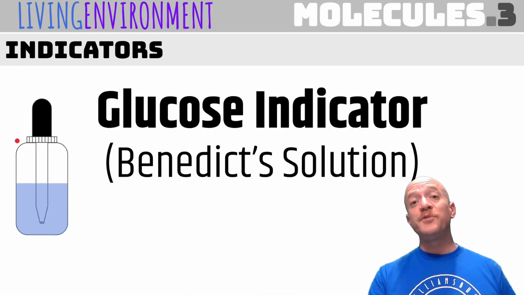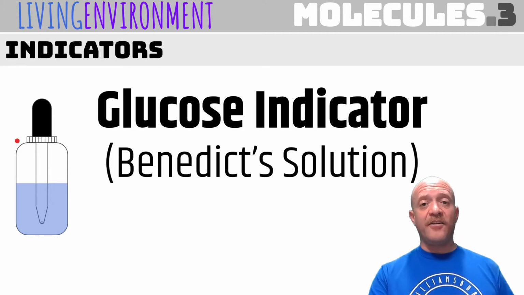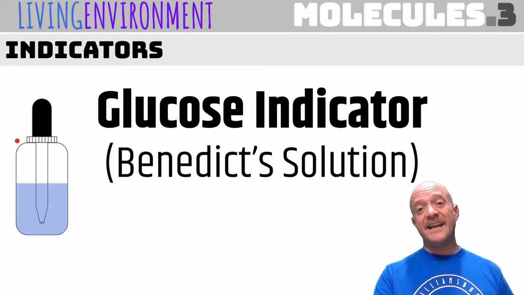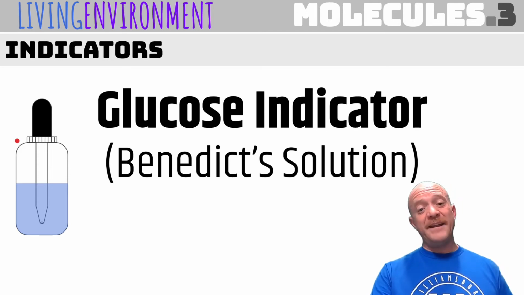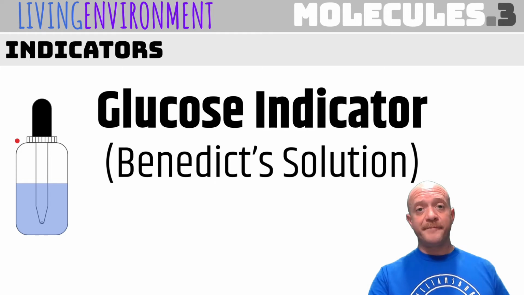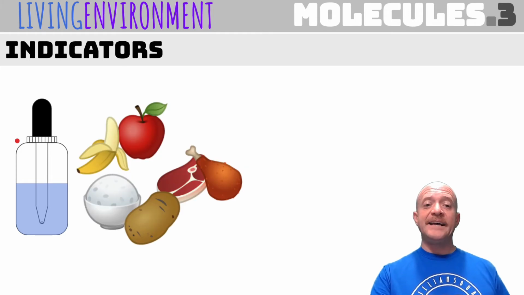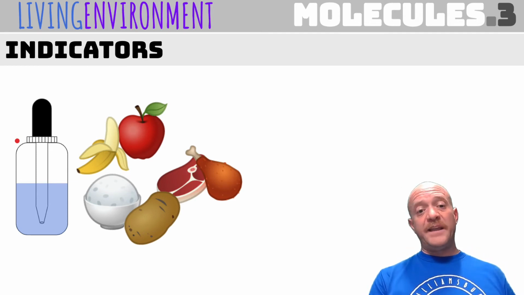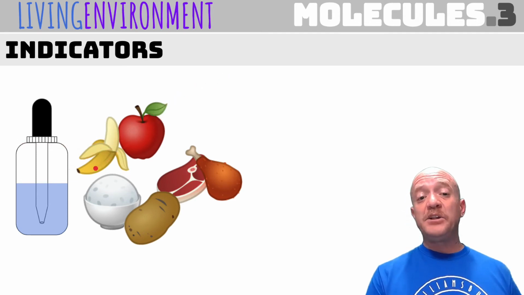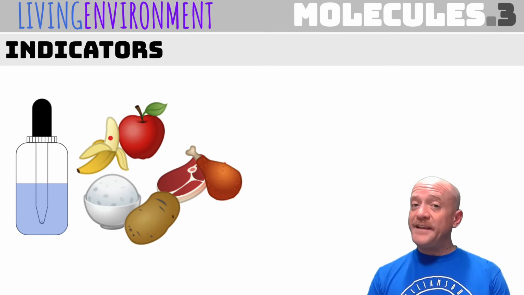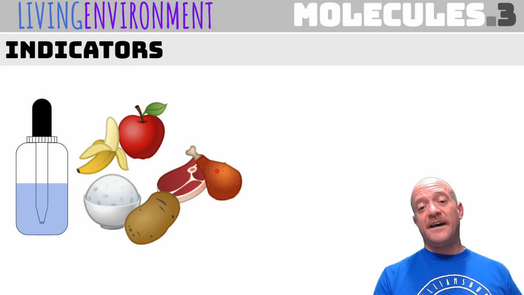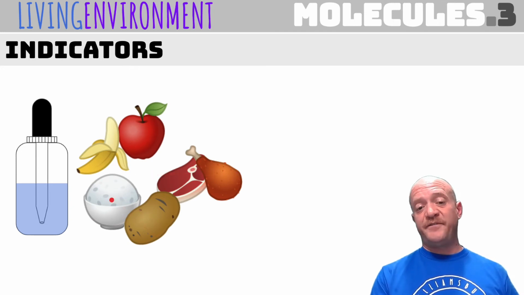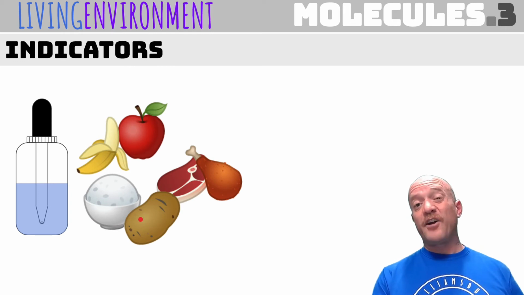The first one is glucose indicator, and it's technically called Benedict's solution. Sometimes they might say glucose indicator, sometimes you might see the word Benedict's. If you remember that Benedict's is glucose indicator, you'll be fine. We can use it to test different types of macromolecules. There might be glucose in sweets, anything that is sugary. This represents meats, which is proteins, and this represents starchy foods, anything that would have carbohydrates.